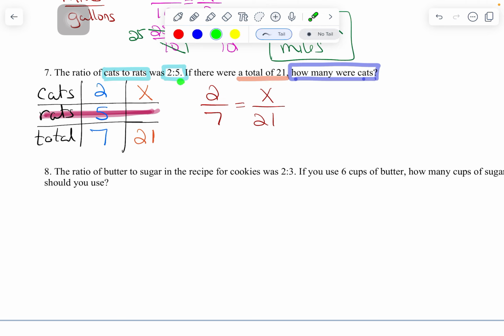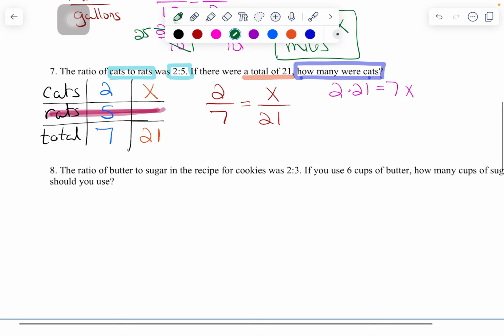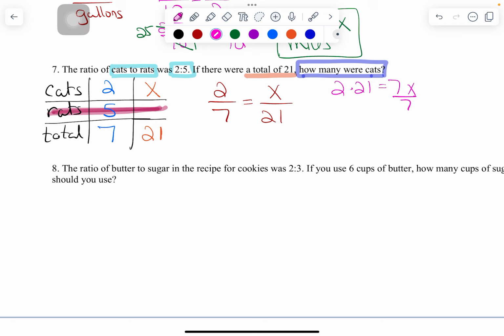Okay, and so that's the proportion that I can set up for that problem where it's not, again, just 2 things in the problem. Because I mentioned the word total here, I've actually got 3 things. All right, so let's do some cross multiplication. I'm going to go to the side here. So 2 times 21 equals 7x. And then I'm going to divide both sides by 7. So that's gone.